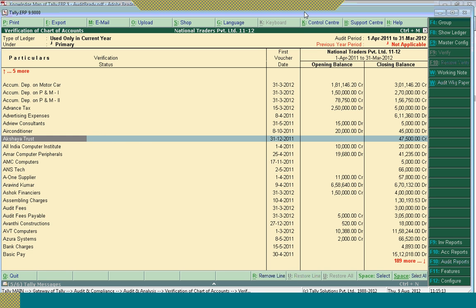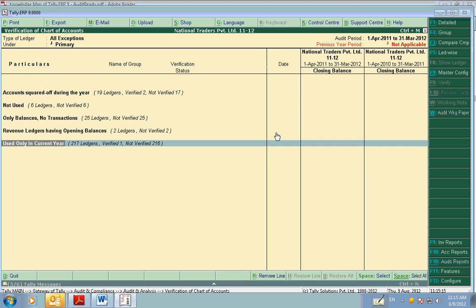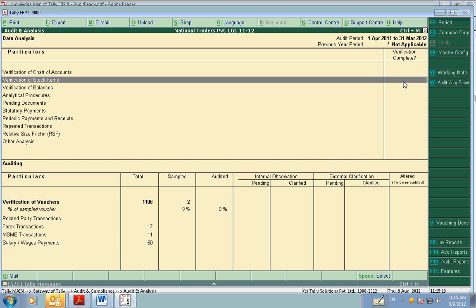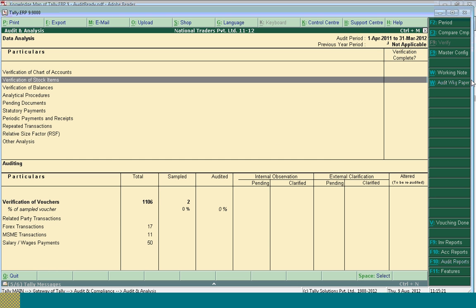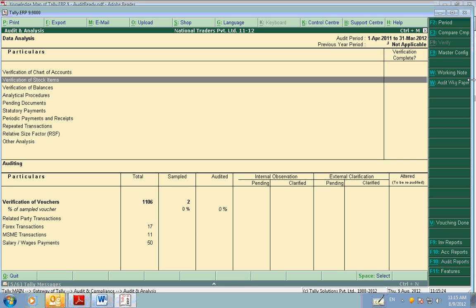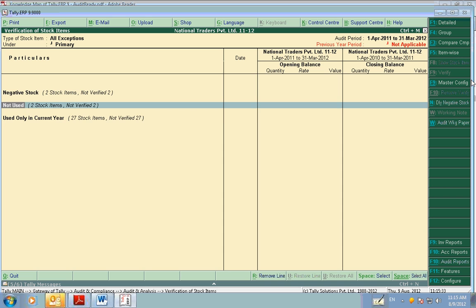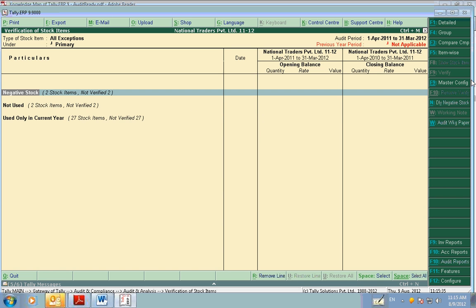So now we'll move on to the other section, that is verification of balances, verification of stock items. Similarly, like how you're verifying your masters, which have balances or transactions. If you just click here, as we were talking, negative stock, not used, used only in current year. So why can it be a negative stock? How can it be a negative stock? It shows that either they have not accounted for the purchase or receipt, or they have not complied with the complete order processing cycle.